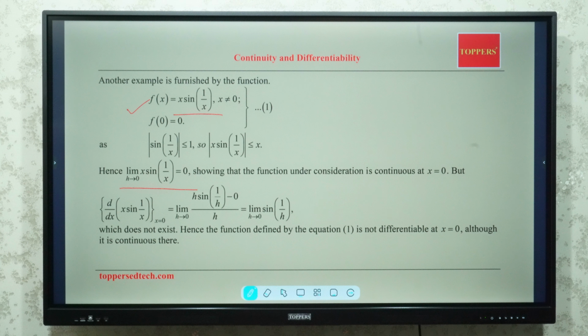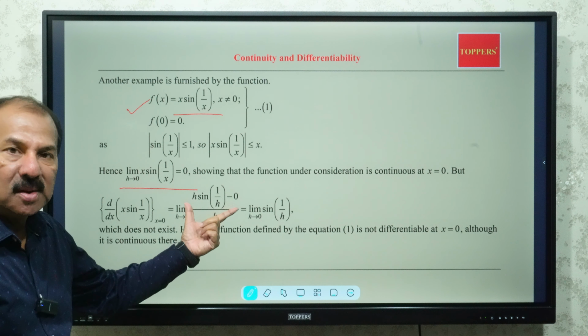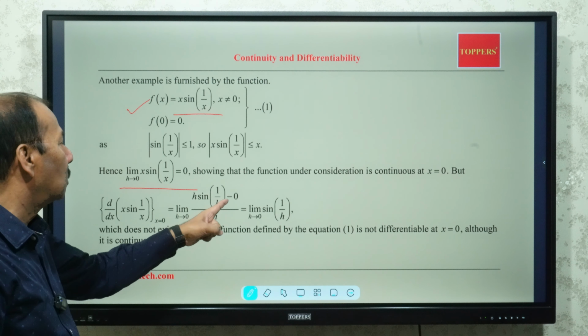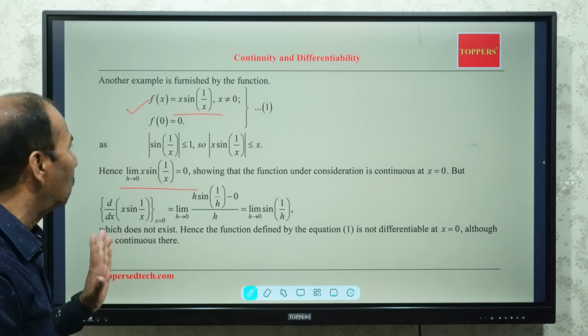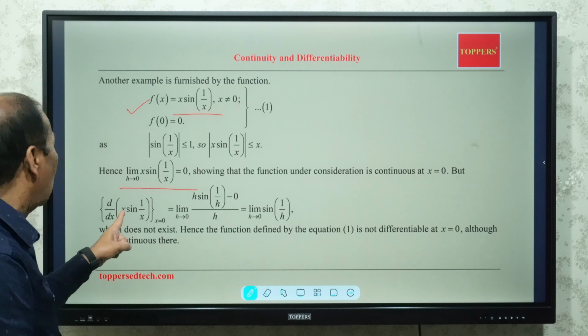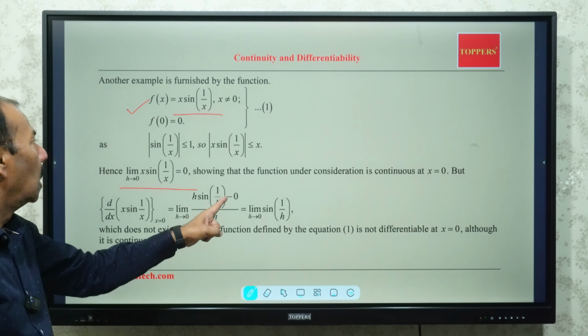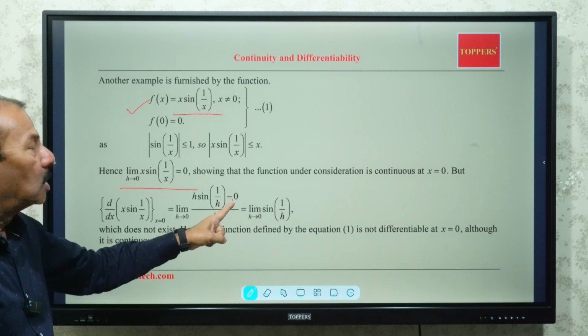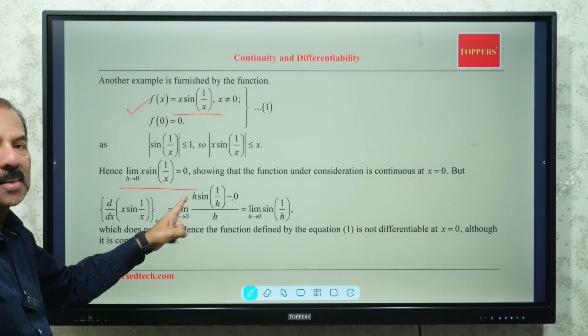Now let us check the derivability or differentiability of the function. If we differentiate this, that is differentiation of x sine 1 upon x with respect to x, that can be represented from the definition of differentiation as limit of h sine 1 upon h minus 0 upon h. Now this h and this h will get cancelled. Because it is x sine 1 upon x, when x is replaced by h, it becomes h sine 1 upon h minus f of 0. So f of 0 is already given as 0, divided by h. So this h and h get cancelled.